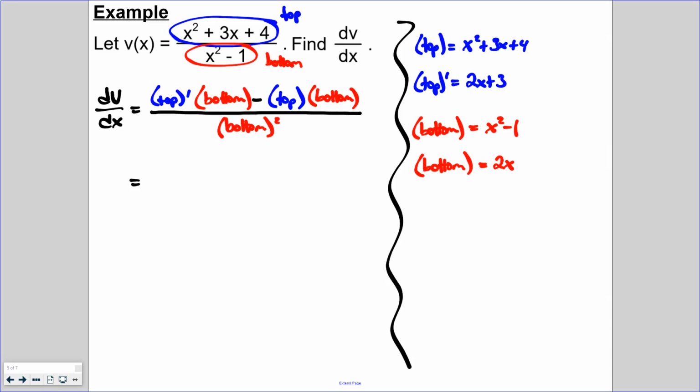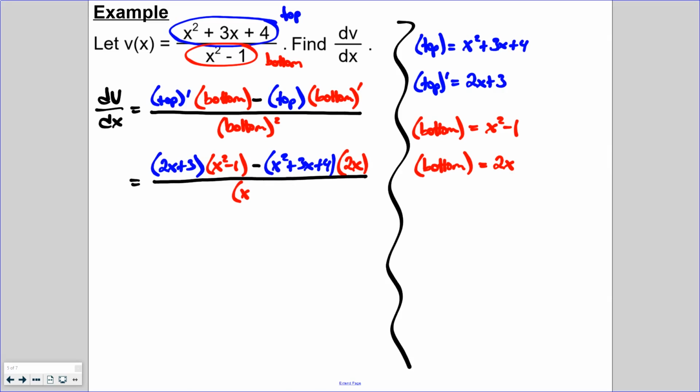So let's see, the derivative of the top is going to be 2x plus 3 times the bottom, which is x squared minus 1, minus the original top, which is x squared plus 3x plus 4, times the derivative of the bottom, and I keep forgetting to put that tick mark there, 2x, and that is all over the bottom, which is x squared minus 1 squared.